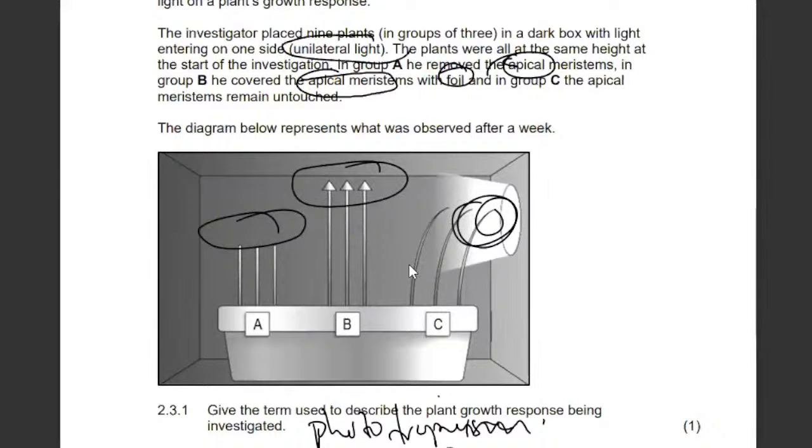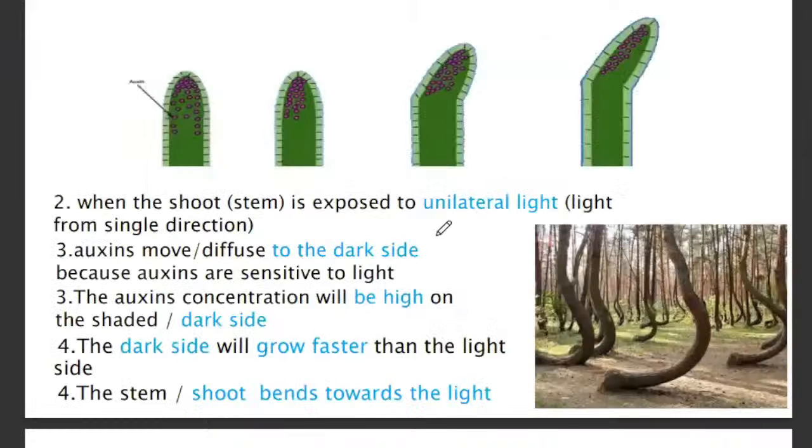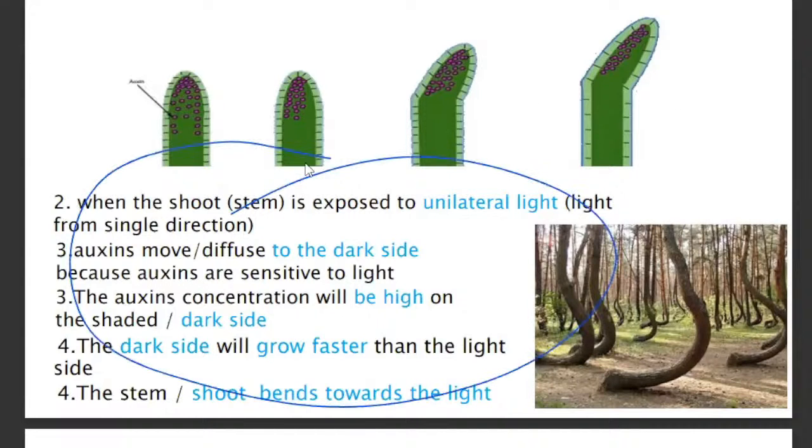They expose this to unilateral light. What happens? The next step is they're saying that auxins move or diffuse to the dark side, because auxins are sensitive to light. The auxin concentration will be high on the dark side than the light side. Then the dark side will grow faster than the light side, and the shoot will bend to the source of light. So they are basically trying to explain this. So the 4 marks are coming from here.